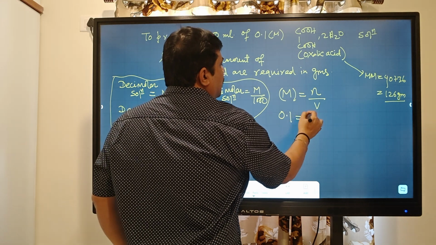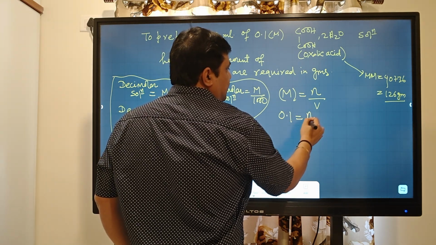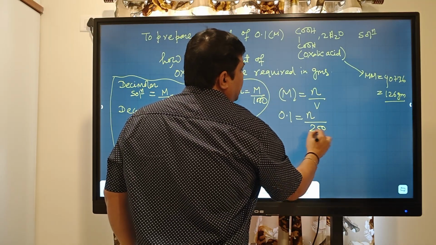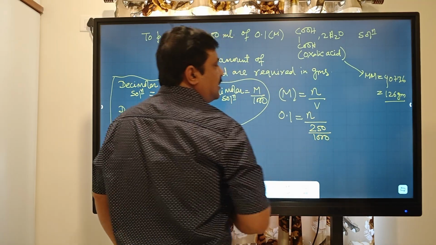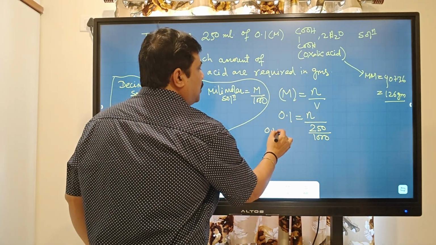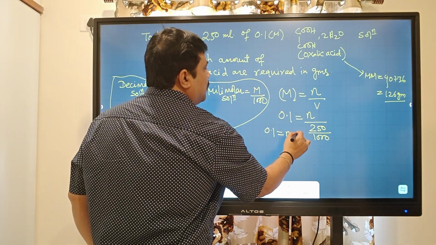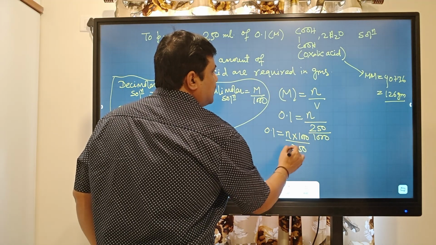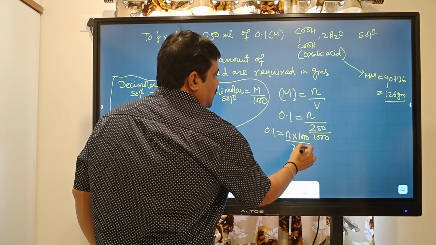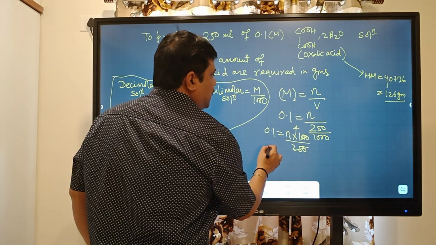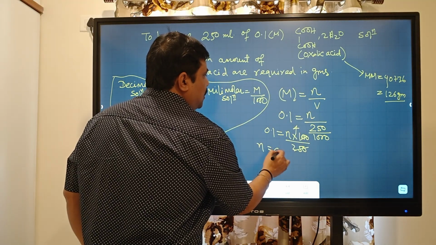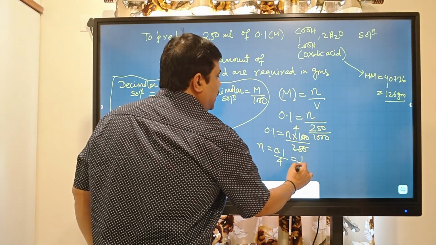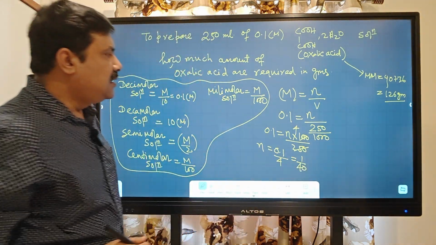Molarity is 0.1. Then the number of moles of solute, that is oxalic acid, n, divided by the volume of the solution, 250 ml, but the volume should be in liters, that's why 250 by 1000. Then I get 0.1. n is the number of moles of solute, which is the number of moles of oxalic acid, because here oxalic acid is your solute. So 250 into 4, then the number of moles equals 0.1 divided by 4, which is 1 by 40. This is the number of moles.